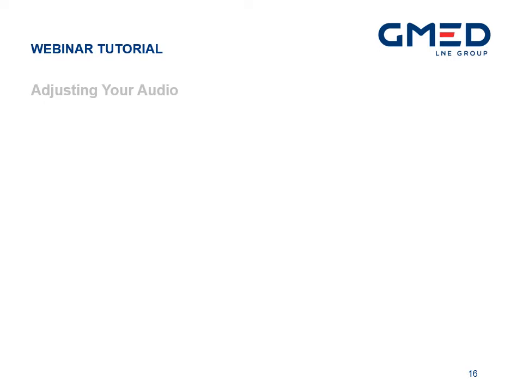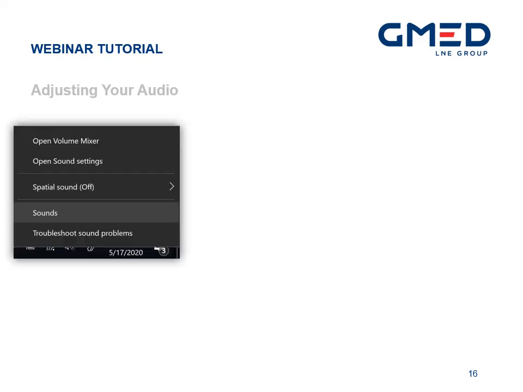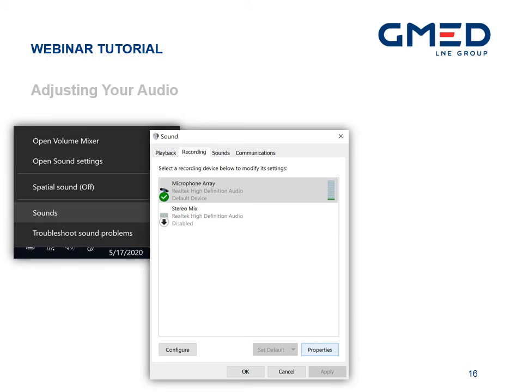Okay, if you need to adjust your audio after you listen back to it, you're going to want to right-click on the volume icon in the bottom right corner of your screen, and then click Sounds. On the Sound menu, choose the Recording tab at the top. Then highlight Microphone Array and click Properties.